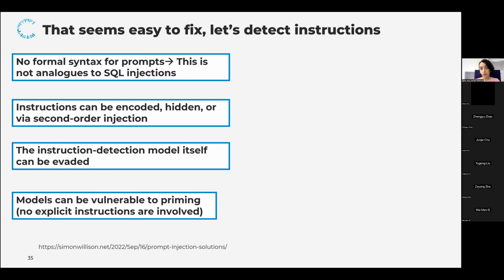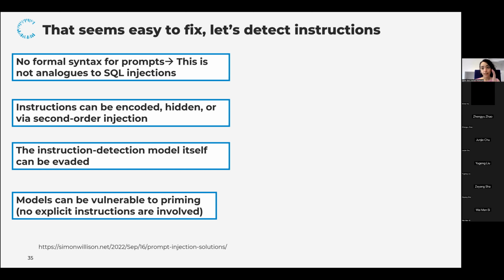But some solutions suggest, okay, let's just detect instructions from the input data. But I think this is also not as easy as it sounds, because first, we don't really have a formal or unified way of how prompts or instructions can be written. They can be written in different languages, different formats, even different characters, and we really cannot control that. So it's not trivial to filter them out.